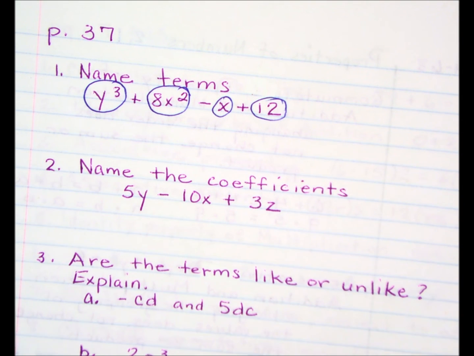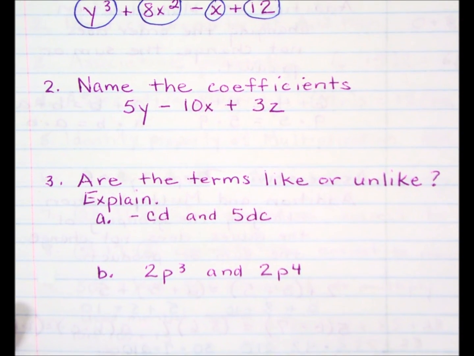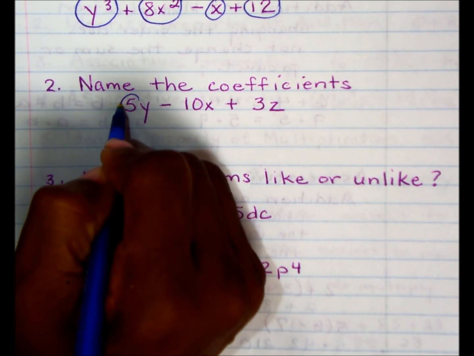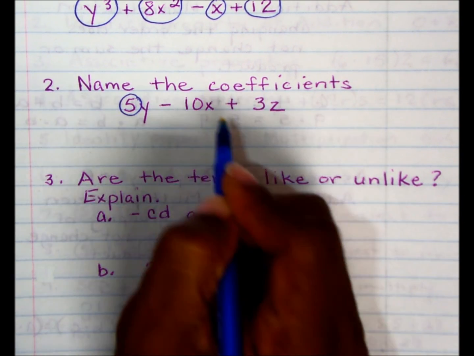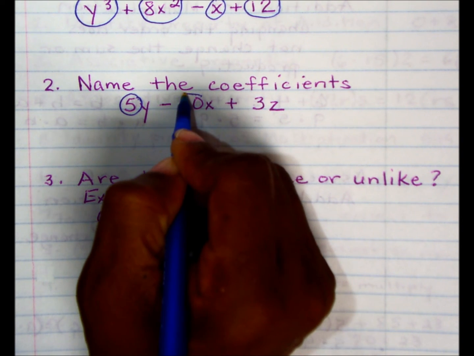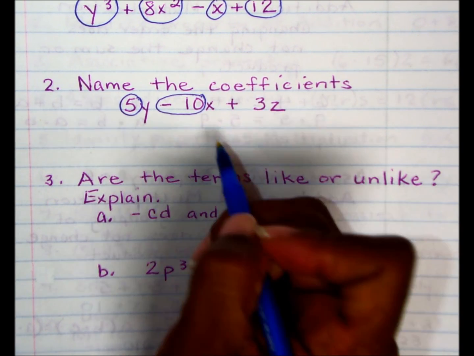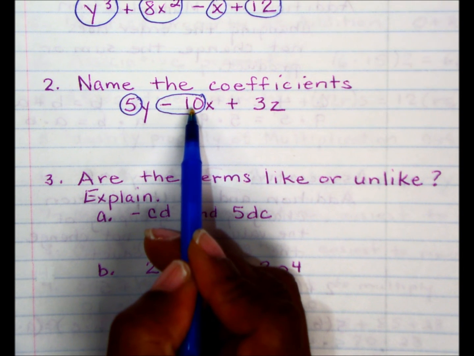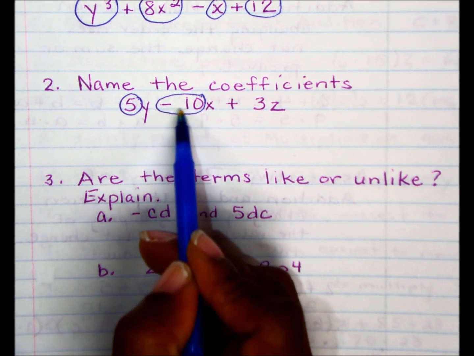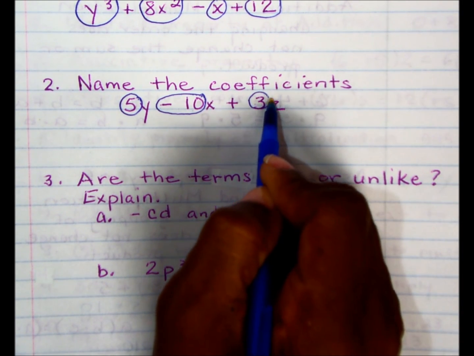In the second one, it says, name the coefficients. A coefficient is a number that multiplies a variable. So 5 multiplies a variable, so 5 is a coefficient. 10 multiplies a variable. And I'm going to give you a secret here. This is actually a negative 10. And I want you to realize that because the sign goes with the term that follows it. So this is actually a negative 10 written here. And then this one is a 3.